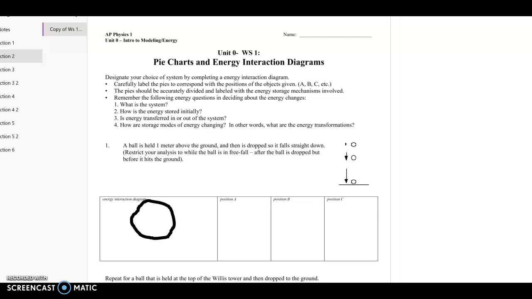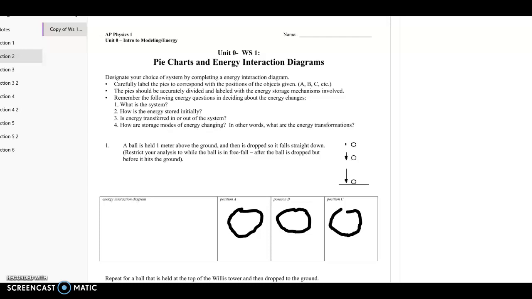But I'm going to draw, oh, that's not even supposed to be a pie, is it? That's supposed to be an energy interaction diagram. So I could make the pies here, here, and the idea of the pie is that all the energy stays, that you don't lose any, okay?